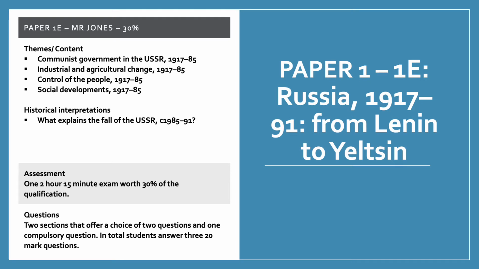So we'll be looking at it from a breadth point of view, looking at the key concepts of causation, consequence, change and continuity, similarity and difference. Within this paper there is also an interpretation section, and that looks at what explains the fall of the USSR from 1985 to 1991. The paper is assessed via a 2-hour and 15-minute exam. It's worth 30% of the qualification.